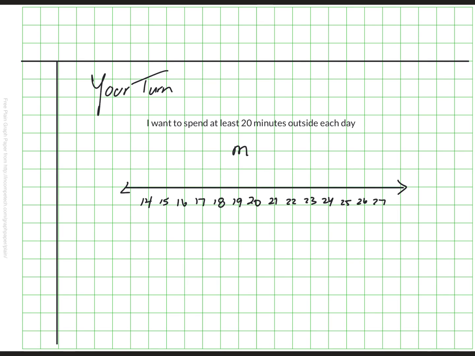For your turn, I'd like you to look at this statement: I want to spend at least 20 minutes outside each day. Go ahead and write how you would record this with the letter M standing for minutes. So think about which symbol you would use and how you would complete that inequality. And then go ahead and plot it on the number line. Graph the inequality on the number line as you see I've set up here for you.